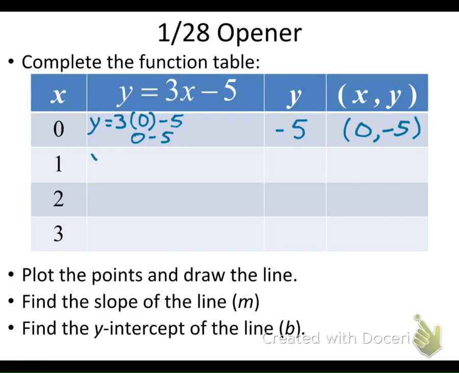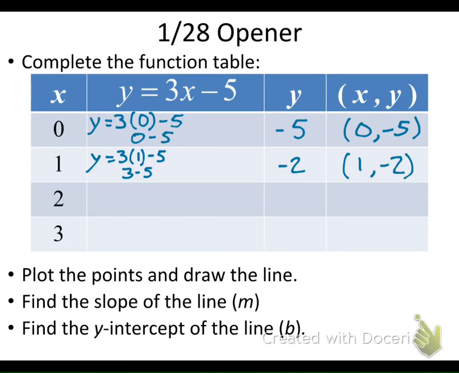All right. Elijah, can you help me with this one? And what's 3 times 1? 3 minus 5? Negative 2. So I'm going to put that negative 2 in the y column. And what's my ordered pair look like? 1, negative 2. Nice job.